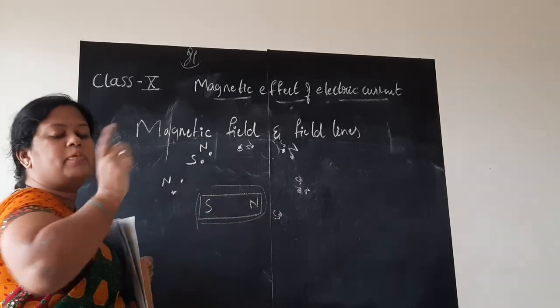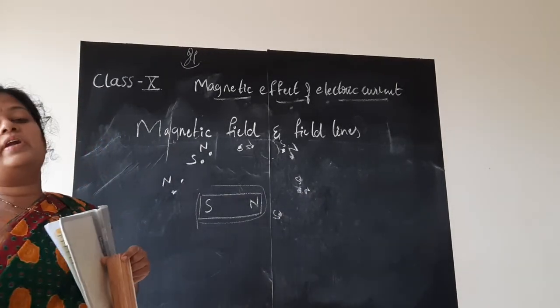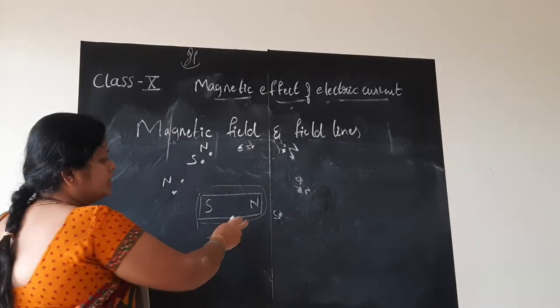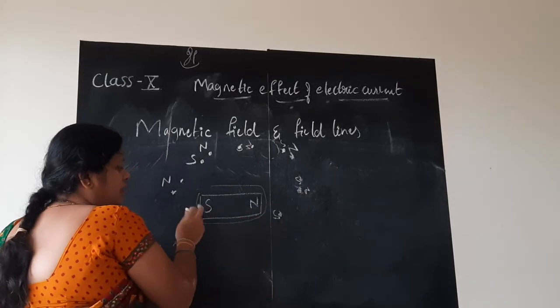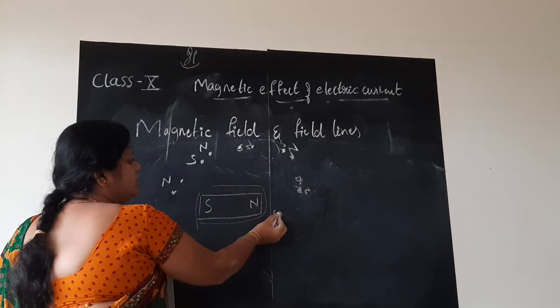Opposite poles you should keep near each other. You should place the magnetic compass needle with opposite poles. Only in the starting position we keep it in such a way that like poles are closer to each other. After that, see south and north.